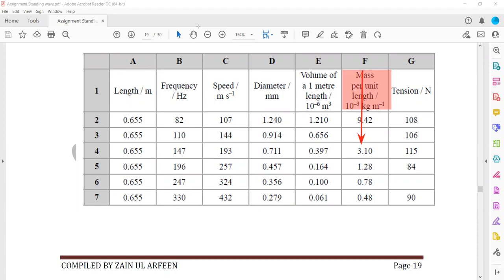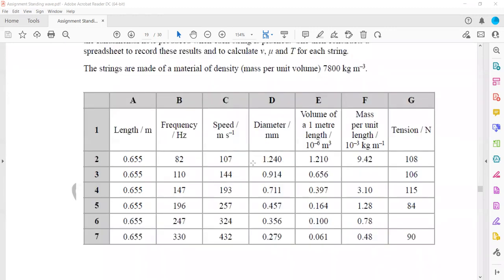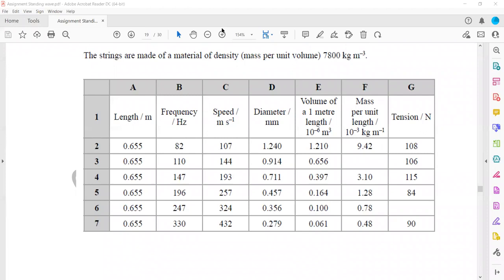So mass per unit length. We need the total mass divided by length to get this value. So how to work out the mass? If you check in the beginning of the question, they give us the density, and we already worked out the volume. So I can find the mass.